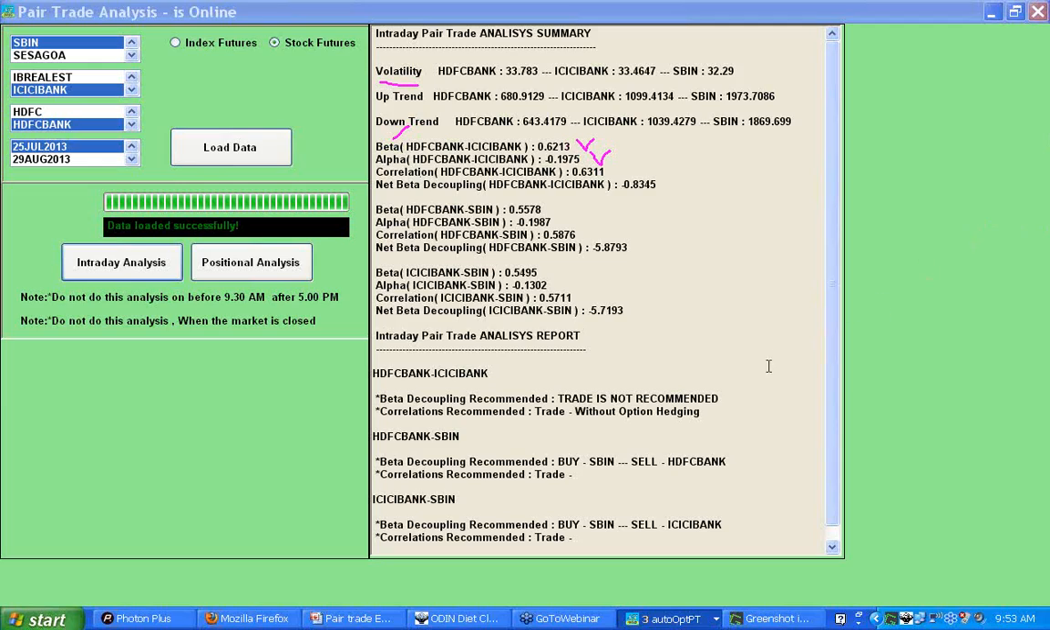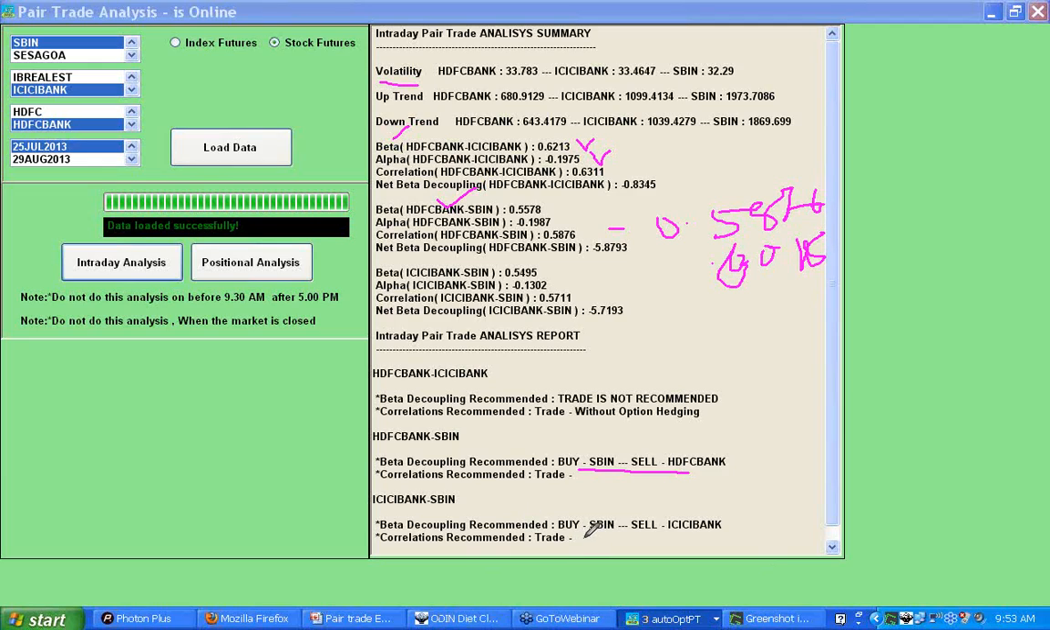Pair trading recommends buying State Bank of India and selling HDFC Bank currently. Correlation is 0.5876, which is close to my comfort level of 0.6018. So if you think you can, you can initiate this trade also.